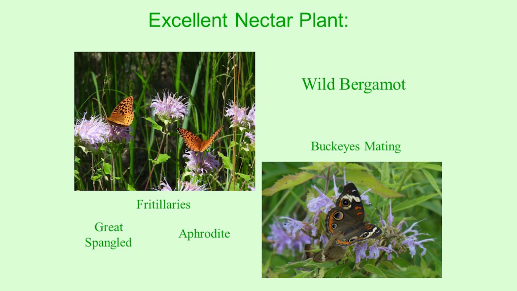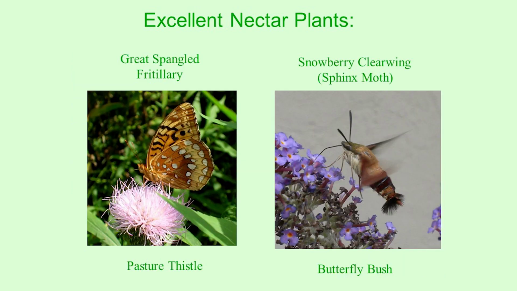I think they're one of the prettiest butterflies around here in Michigan. And another great spangled fritillary here, but on pasture thistle. And I just had to throw in a moth here. The snowberry clearwing moth. It's one of the sphinx moths, and it's getting nectar from a butterfly bush.